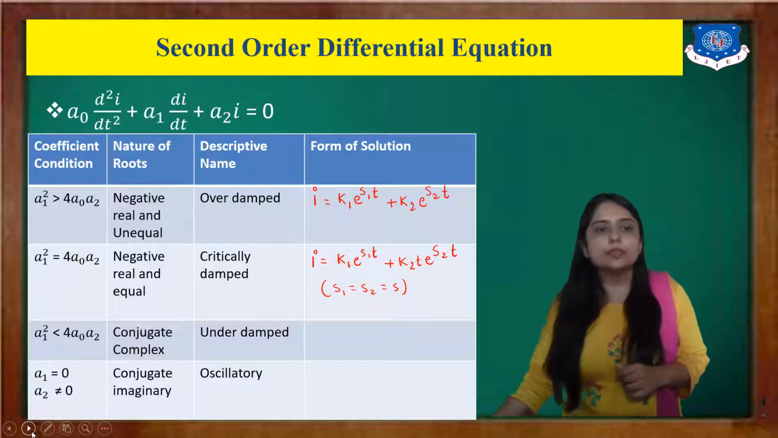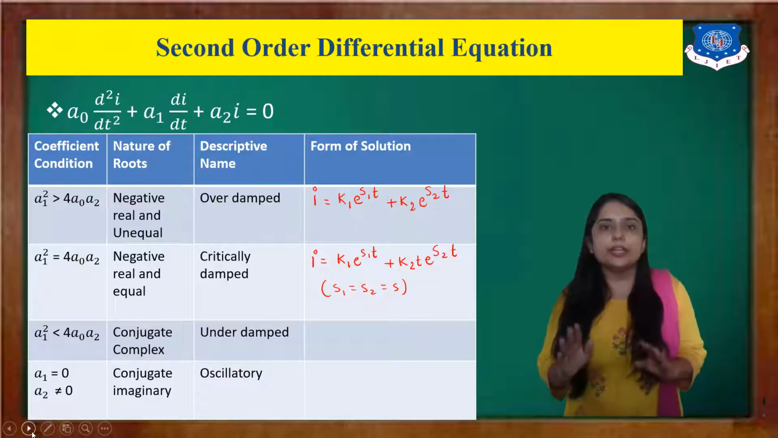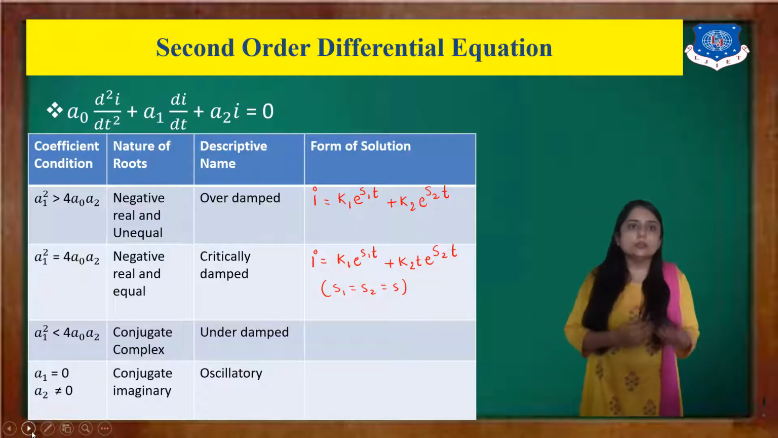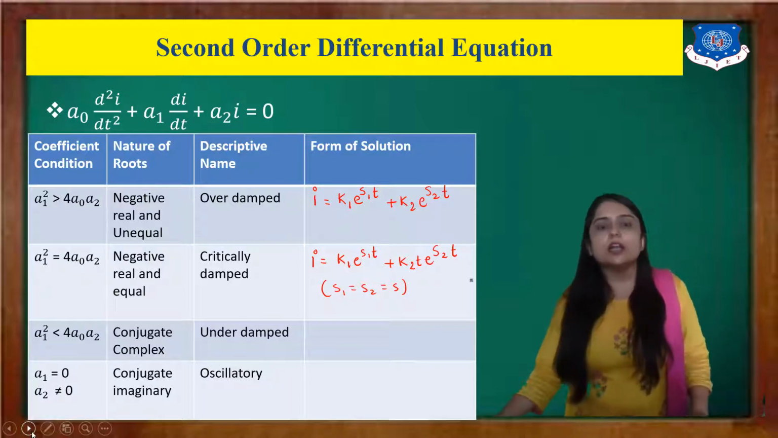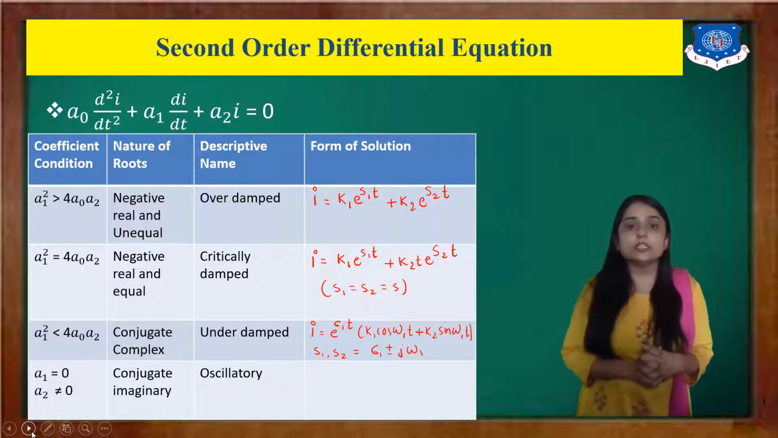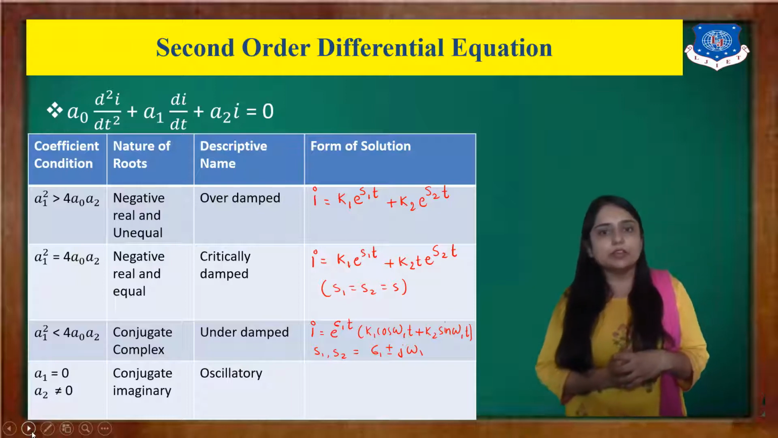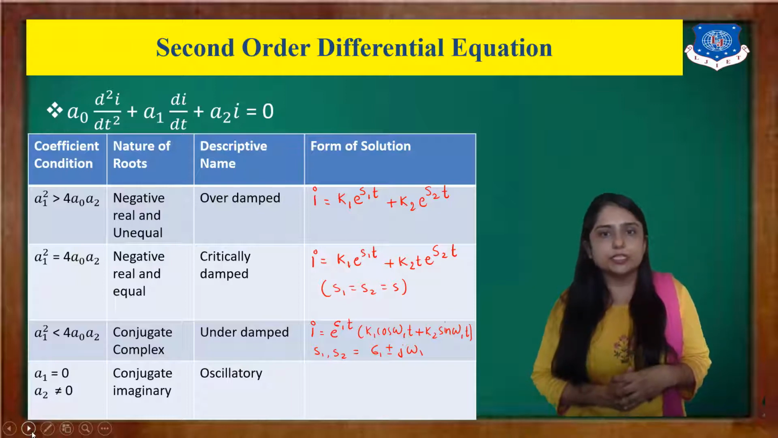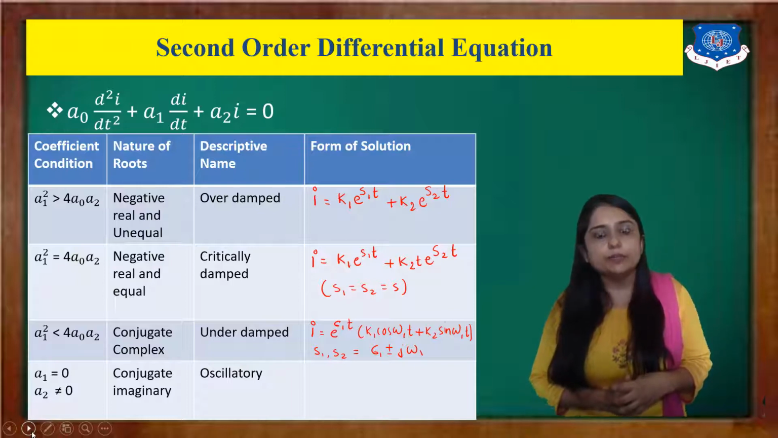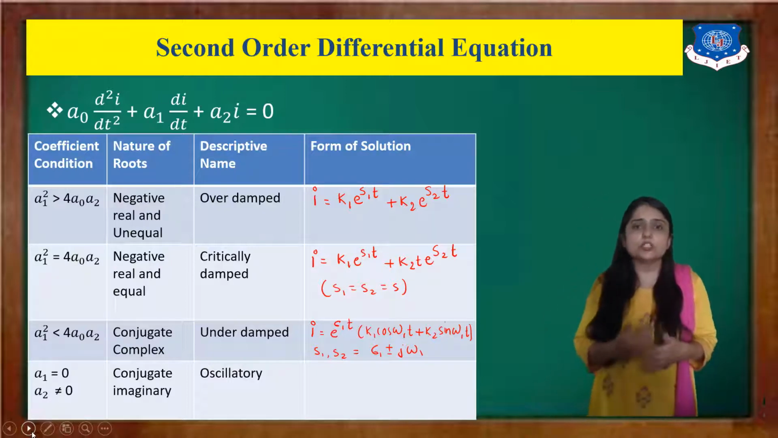Now in the third type, A1 square is less than 4 A0 A2. The roots are complex conjugates, and the system is an underdamped system. The solution of i is e raised to sigma 1 t into the bracket K1 cos omega 1 t plus K2 sin omega 1 t, where S1 and S2 are sigma 1 plus or minus j omega 1.